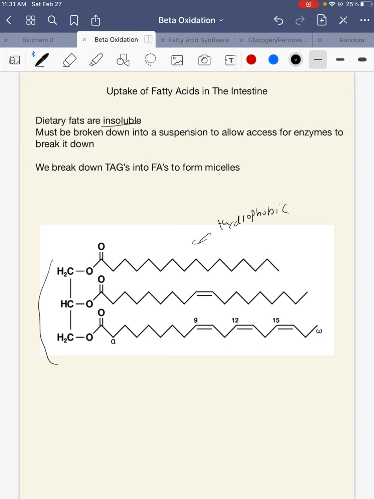So what we do is we use different proteins, which we'll talk about. They're first broken down into a suspension, and then this allows access for enzymes to break it down. And then we break down TAGs into fatty acids to form micelles. And this is just a summary of what we'll talk about.